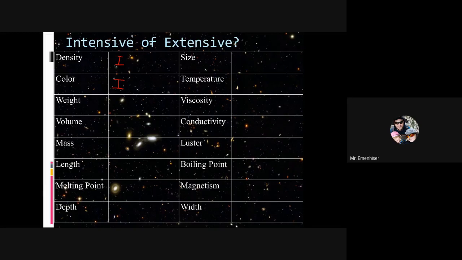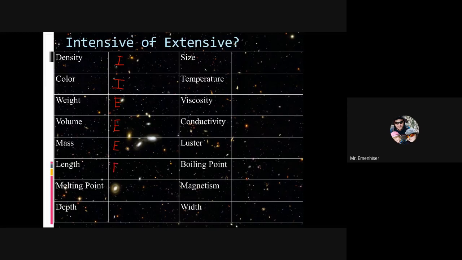Now, how about weight? Weight is extensive, okay? If I were to weigh a car, if I had a big car versus a small car, and I determined the weight, if I put it on a scale and saw how heavy it was, well, the bigger car is going to weigh a lot more because there's more of it. So that's extensive. Volume is extensive. The bigger the object that I have, the more volume it's going to take up, the more space it's going to take up. Mass is extensive. The more mass of the object, the more mass it's going to have.